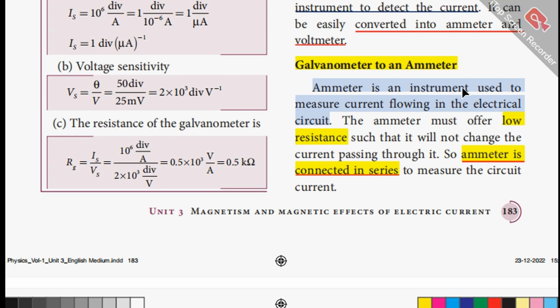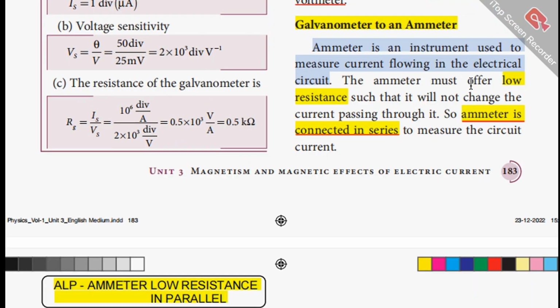Before that, what is an ammeter? An ammeter is an instrument used to measure current flowing in an electrical circuit. And this ammeter must offer a low resistance such that it will not change the current passing through it. So the ammeter is connected in series to measure the current in a circuit.